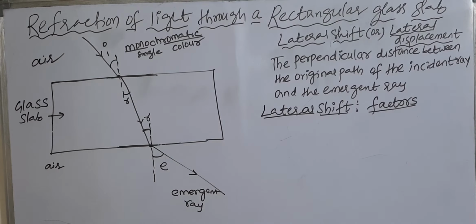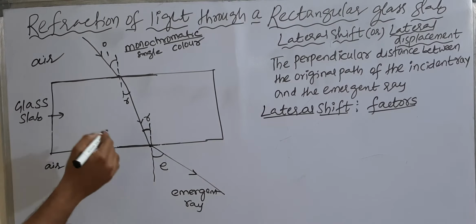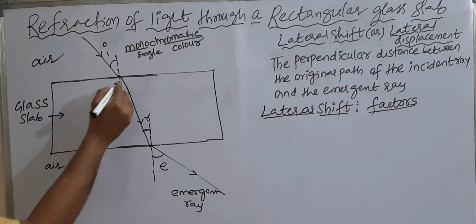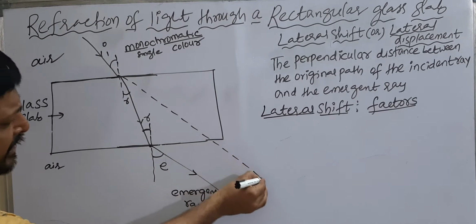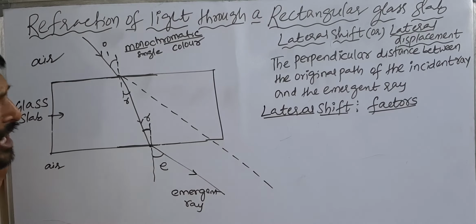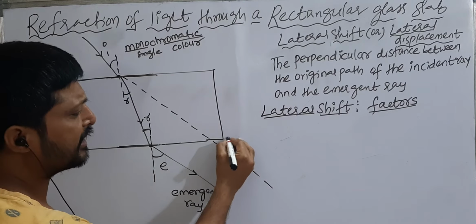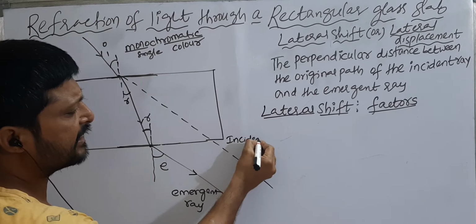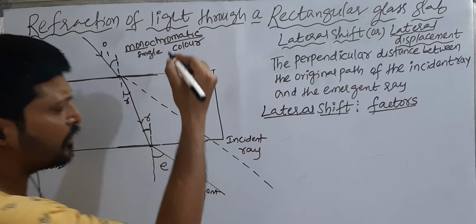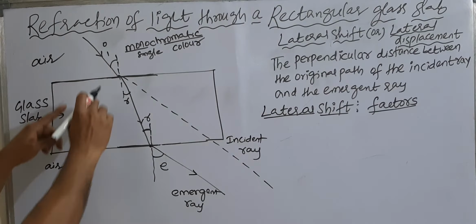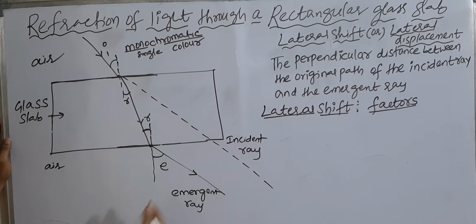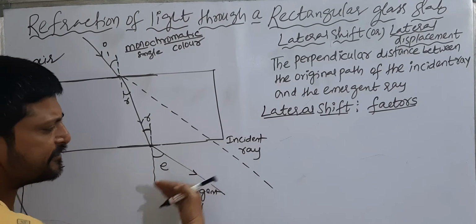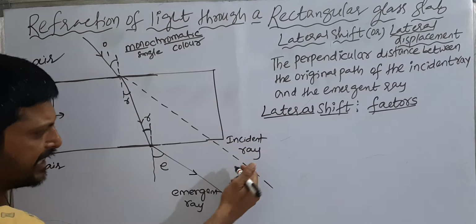Now see here. If there is no glass slab, this is the actual path of light. This is the original incident ray. Due to the presence of the glass slab, the light ray shifts parallel to the incident ray.